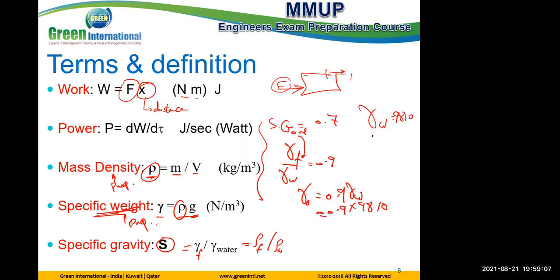Okay, but if I give you rho water instead of gamma water, I use the same approach. Rho water is equal to 1000. So rho oil is equal to 0.9. Why 0.9? Because I use 0.9 here. This is 0.9 multiplied by 1000, so I get rho oil. Okay. For example, if Sg is equal to 101, then 101 multiplied by gamma water, or 101 multiplied by rho water.